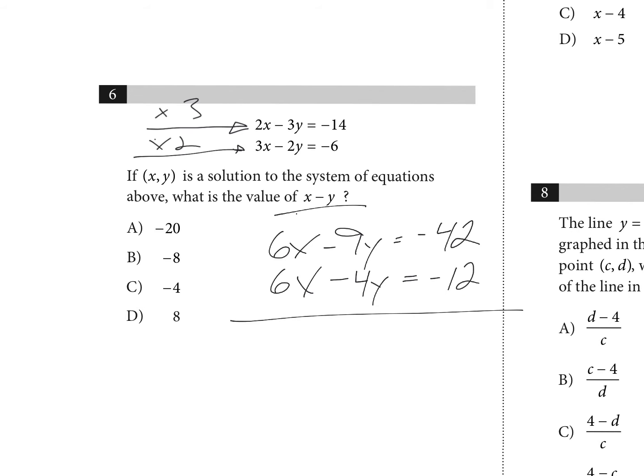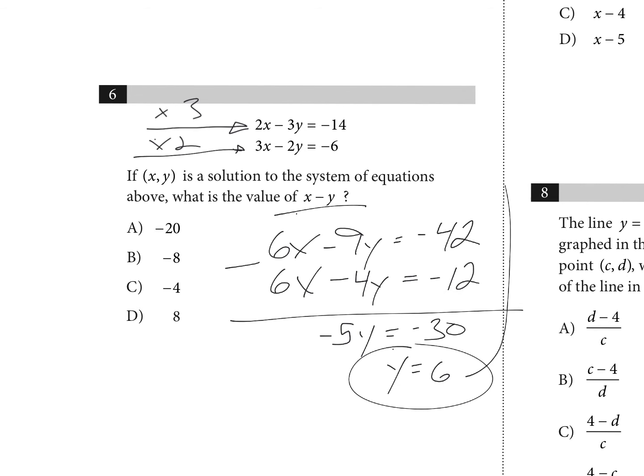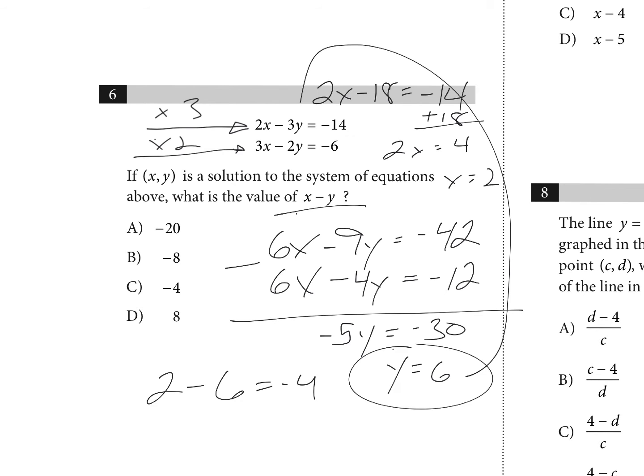Now it's my prerogative to add or subtract to get rid of one of these variables. So in this case, I'm subtracting, stack and subtract, or stack and add. In this case, we're subtracting, and what do we get? We get negative 5y equals, remember, negative 30, so y equals 6. Take that, I don't want 6 though, put that back into here, all right? And you get 2x minus 18 equals negative 14. Bring the 18 over there, and you get 2x equals 4 and x equals 2. Okay, so x minus y is 2 minus 6, and we're done.